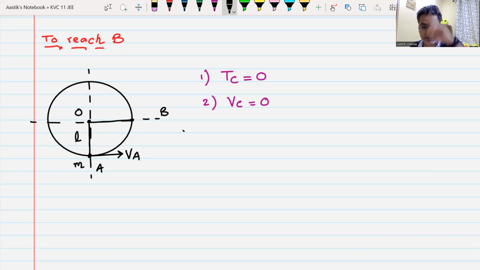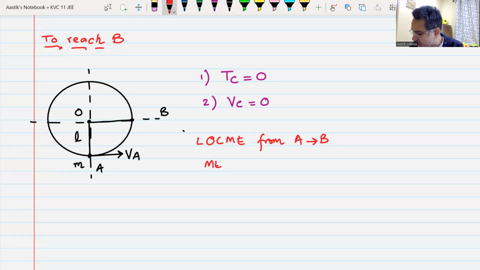I know the velocity at point B is 0. How will I get the velocity at point A? No one knows it? I will apply the law of conservation of mechanical energy from A to B. Total mechanical energy at point A will be equal to total mechanical energy at point B.